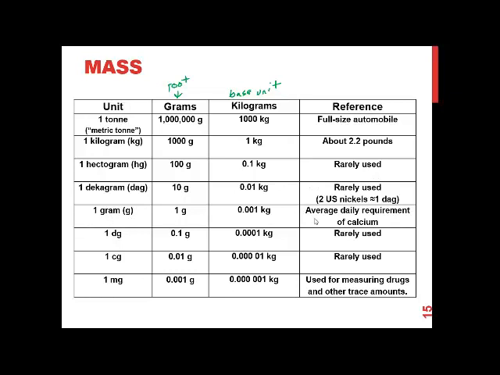A gram is 1,000th of a kilogram, and that's about the average daily requirement of calcium. It's pretty light. Decigram, a tenth of a gram. Centigram, 100th of a gram. Those aren't used much. We do use milligrams. That's 1,000th of a gram, or 1,000,000th of a kilogram. And these are used for measuring drugs and other trace amounts.